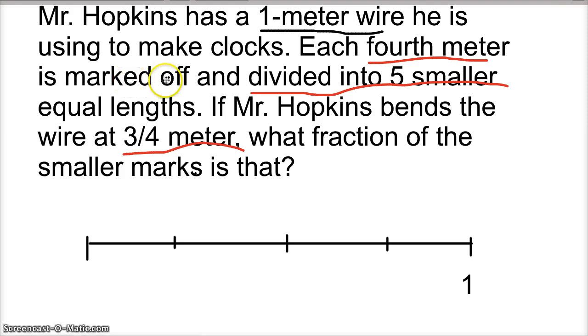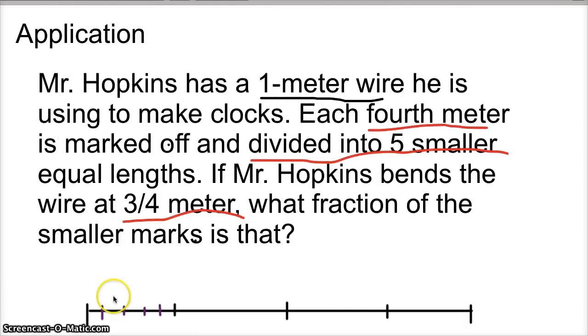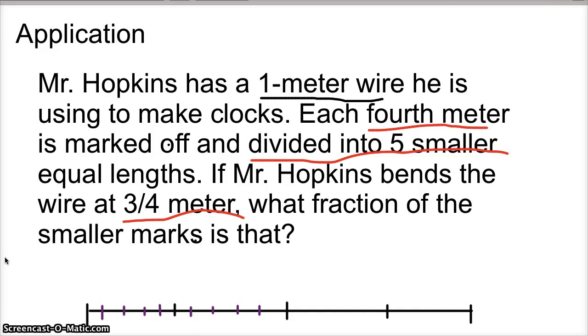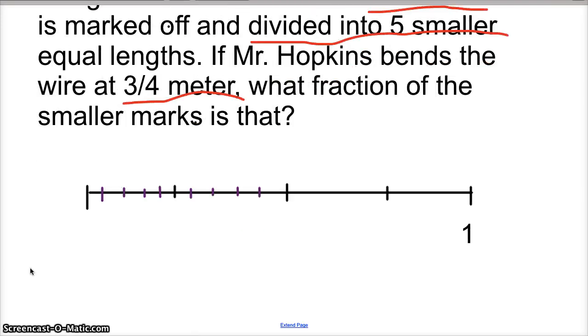Now, each of those is marked off and divided into 5 smaller equal lengths. So that's the next piece. Start dividing those into 5 lengths. And remember, 5 lengths, so that means I'm going to be making 4 lines. So there's my 4 lines.